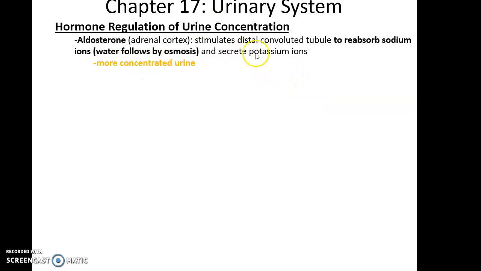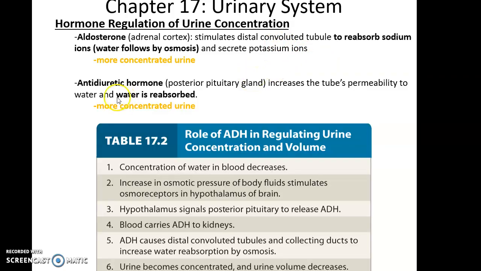Also, in the process, more potassium ions are secreted because, again, we don't want potassium ions in the bloodstream, at least not very much. Then there's also the antidiuretic hormone produced by the posterior pituitary gland. Antidiuretic hormone increases the renal tubule's permeability to water, and therefore water is reabsorbed. So antidiuretic hormone increases the reabsorption of water, making the urine more concentrated.